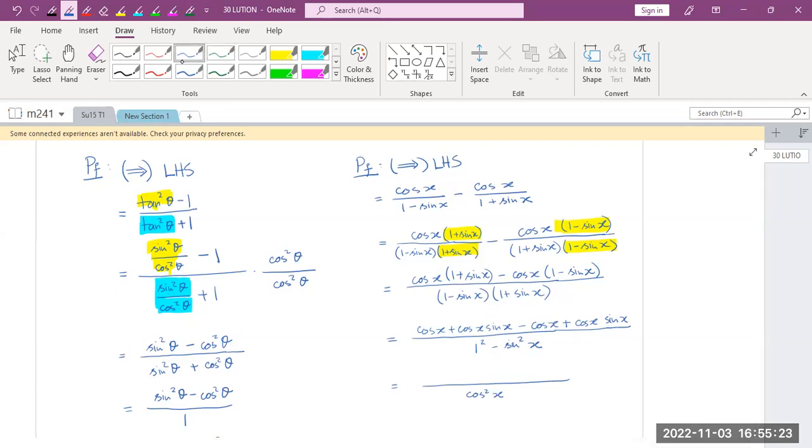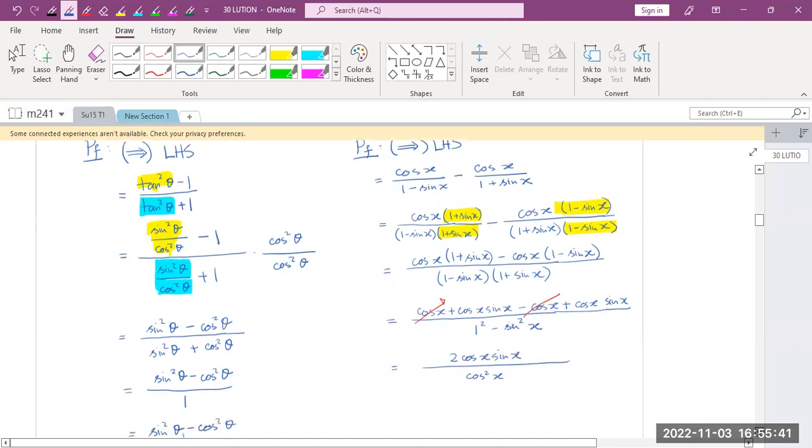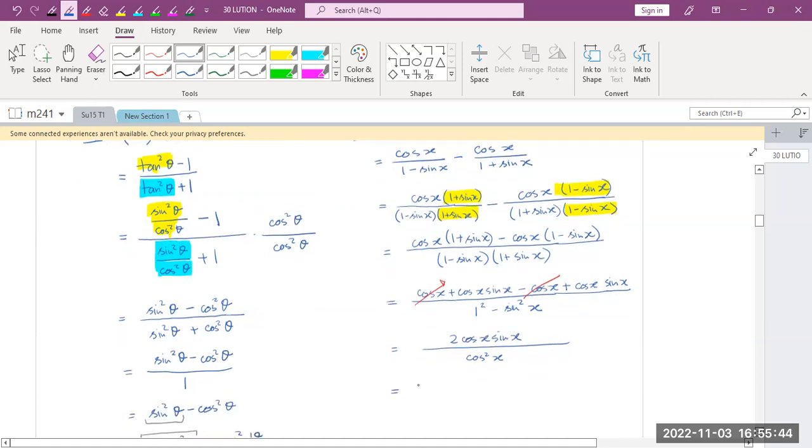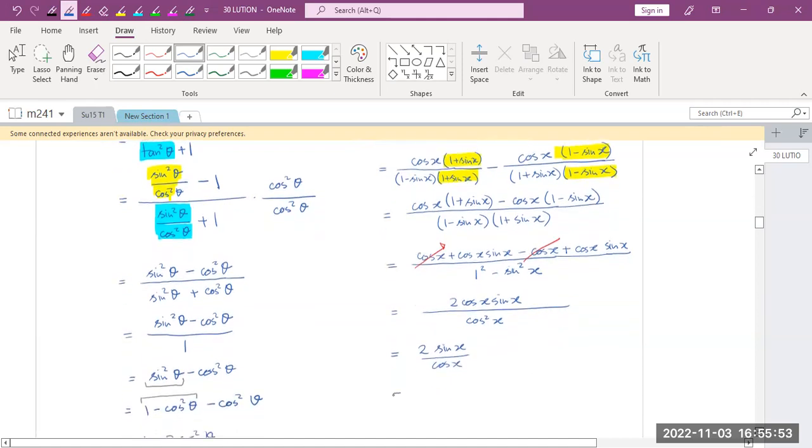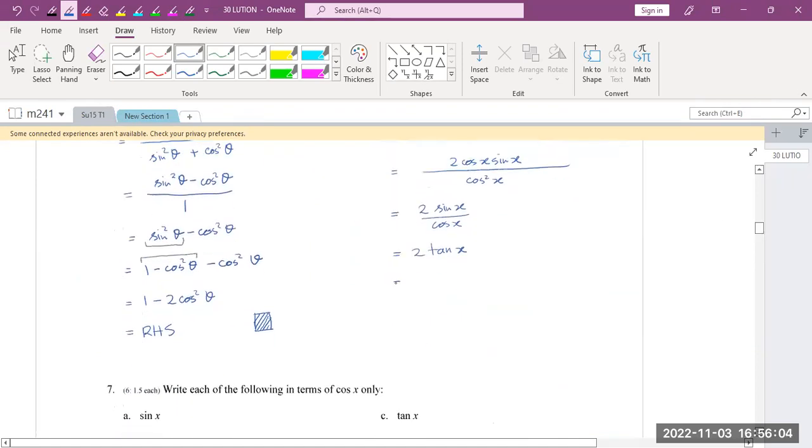On the other hand, on the numerator, you notice that cosine x cancels. Therefore, on the numerator, now we have 2 cosine x sine x. One of the cosines cancels. And then you see here, sine x over cosine x, by definition, that's tangent, which I believe is what we have on the right-hand side. 2 tangent x. So we are done with this. This is the right-hand side.